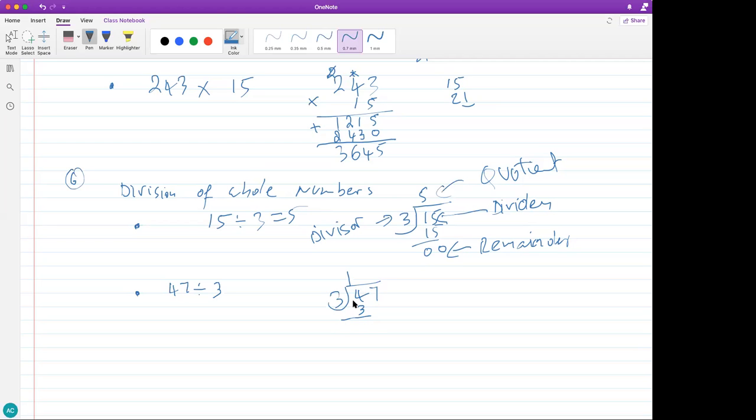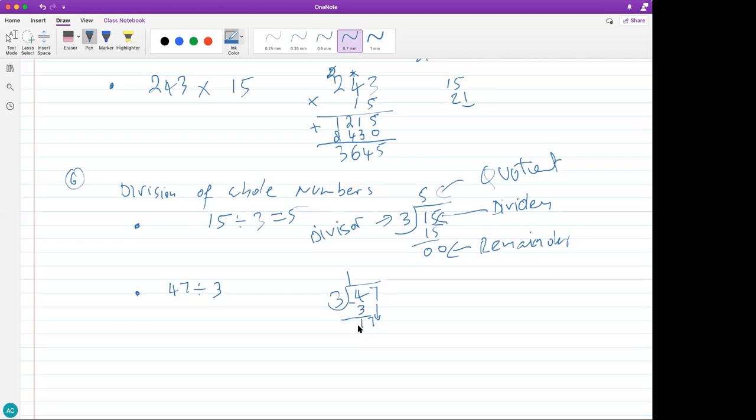Then we're just going to subtract here. Just these two: 4 take away 3 is 1. Now 3 doesn't go into 1, so we need to make this bigger. We're going to drop down the 7 that we have here. Now we're going to do 3 into 17. How many times does 3 go into 17? It's close to 5 times.